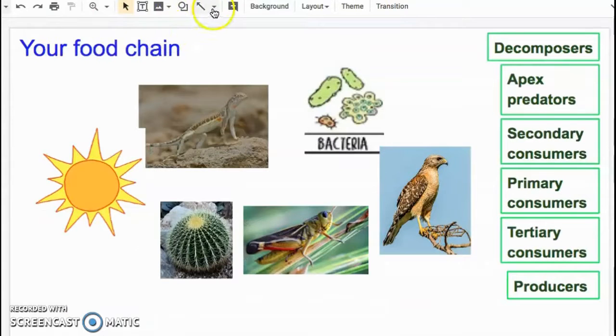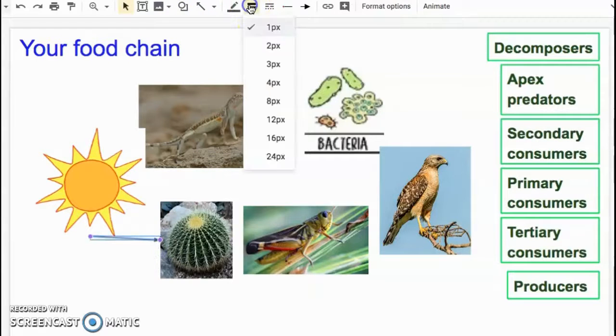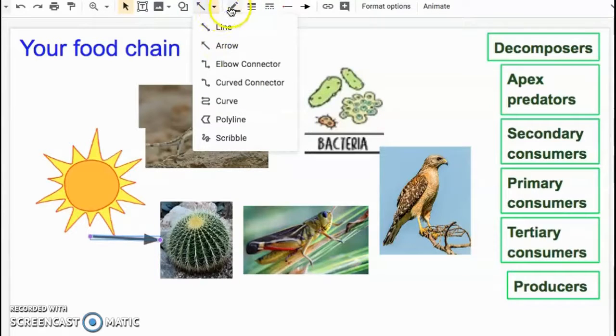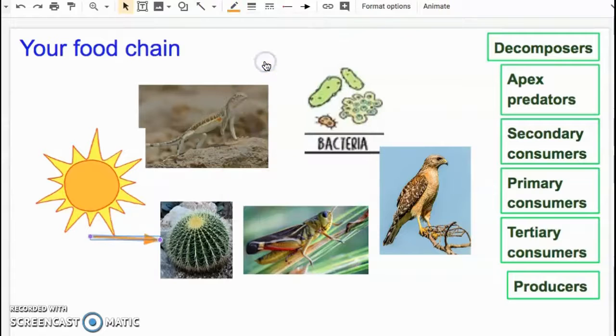So if you go to this slide and you click here, you can insert an arrow. I can draw an arrow from the sun to the barrel cactus. I can go to this one and make it thicker. I like to make the arrows a bright color sometimes. So sometimes I'll choose this and I'll make them orange for energy or red. So I'm going to show that the sun's energy goes into the barrel cactus.